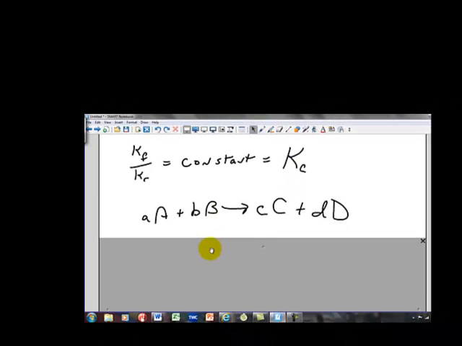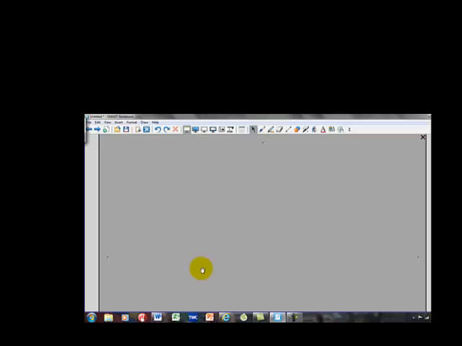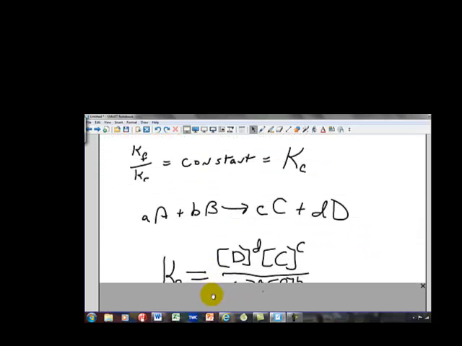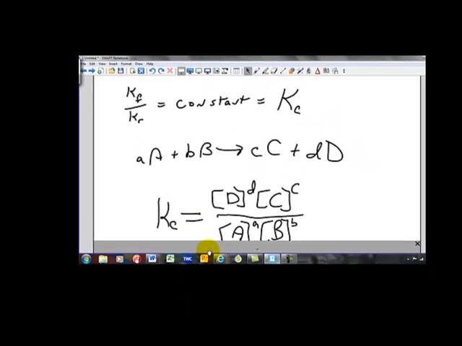Now in general, if you have a generic equation, little a times big A plus little b times big B, those are the reactants. A and B are the reactants. Little a and little b are the coefficients of those reactants. And your products are C and D, capital C and capital D, where their coefficients are little c and little d. You can write Kc to be this.